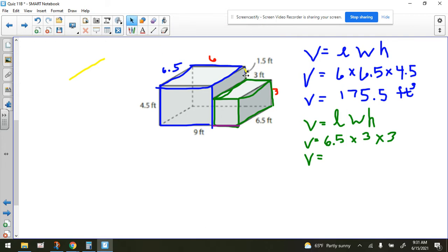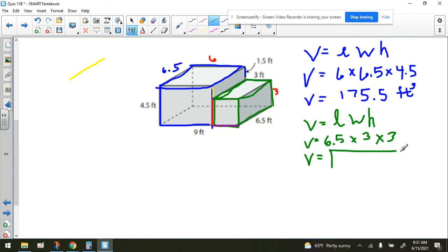So if we add the 1.5, right, that little piece, with this piece right here, those two numbers have to add up to be 4.5. So that means we could subtract these two numbers to get this dimension, which is 3. So to find the volume of the green prism, we would be multiplying this times this times this, and you're going to come up with some number.